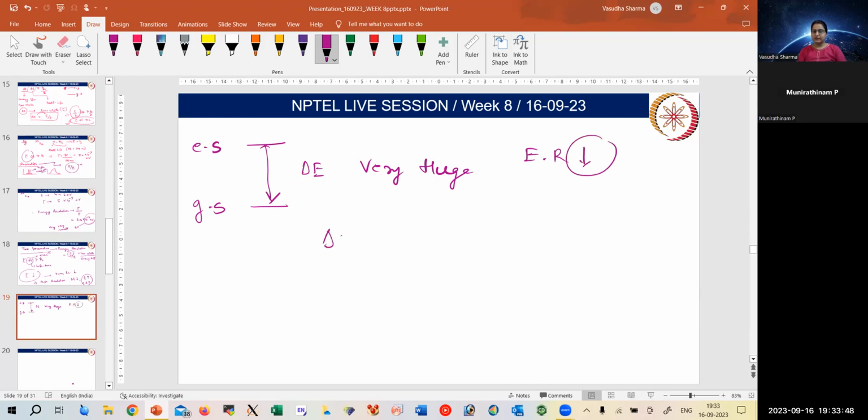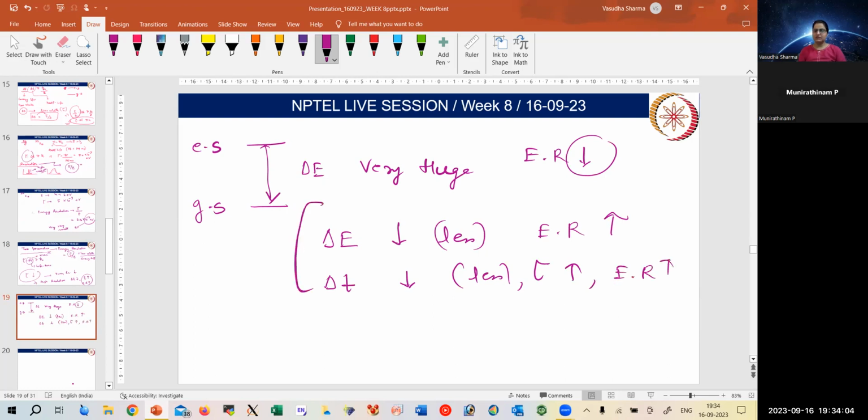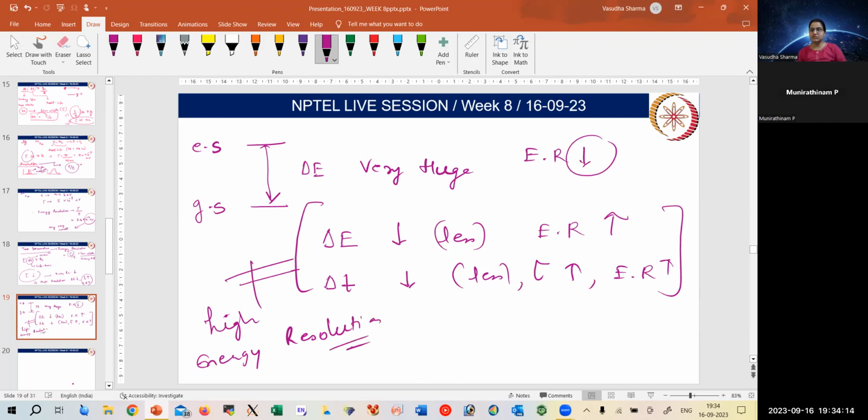So when the states have less energy gap, the energy resolution would be more. If they have delta T less, that means the half-life is less, tau would be more, then ER would be more. So these are the main factors which would give you a high energy resolution. And therefore, you can have precise information from different changes that are happening in your nucleus.